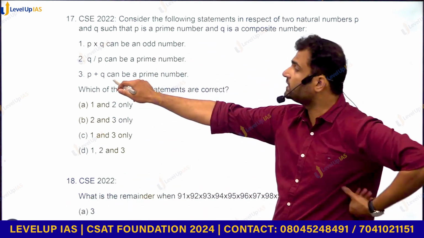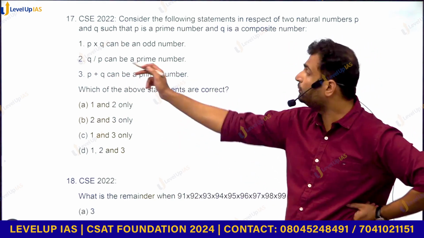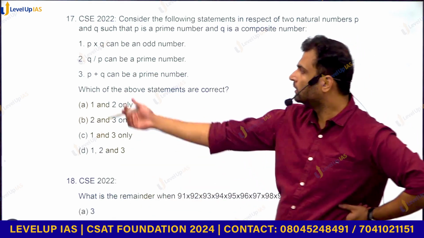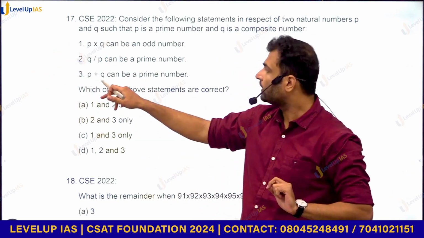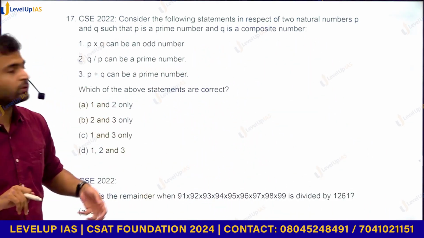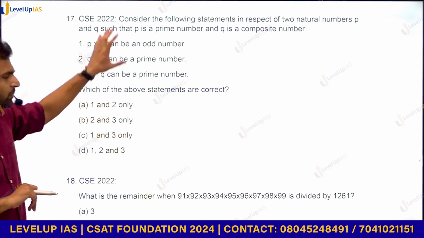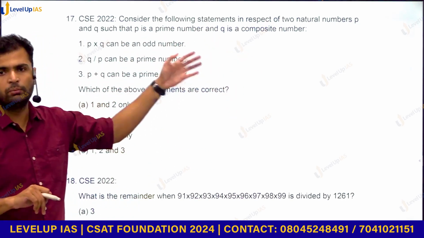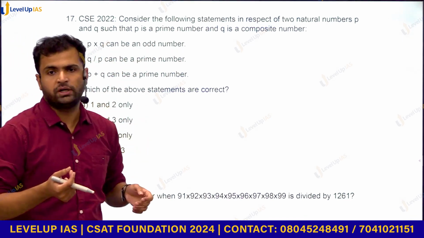But if the statement said that P plus Q can be a prime number if P is not 2, and 2 is the smallest prime number, so if P is not the smallest prime number, then it means P is an odd number. Then also you can have it, because Q can be even, right? So odd plus even, you can have an odd number, no issues. So basically you have to play around with these statements. You can have the initial few prime numbers, the initial few composite numbers, you can put in the values, or directly you can solve using basic properties if you know them.